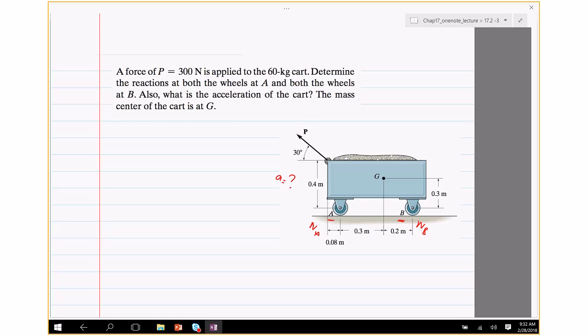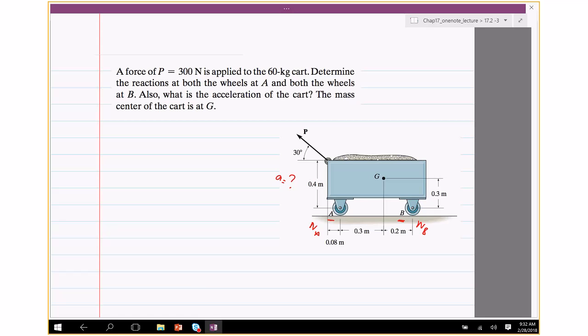So again, how do you know this is from this chapter? You're asked to find forces, so it's a kinetics problem. You're given dimensions for the body, so it's not a particle problem. So it's not chapter 13, but it's chapter 17. Okay, so we have to use the recipe I talked about. First, we draw the free body diagram.